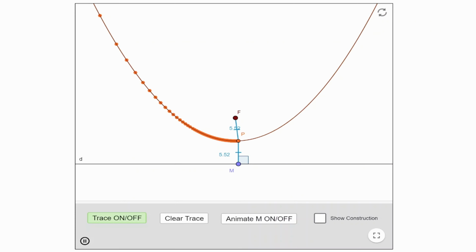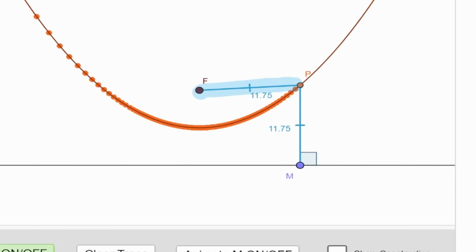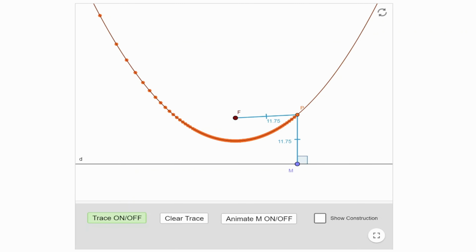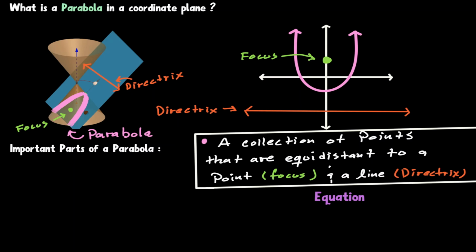Let's choose another point. The distance from the focus to the point is 11.75, and that is the same from the same point to the directrix, 11.75. So regardless of which point we choose in the parabola, the distance can change in value, but that distance will always be the same towards the focus and towards our directrix. So now that we have a better understanding about the parabola, let's discuss some important parts which we need to consider to define the equation of this parabola.